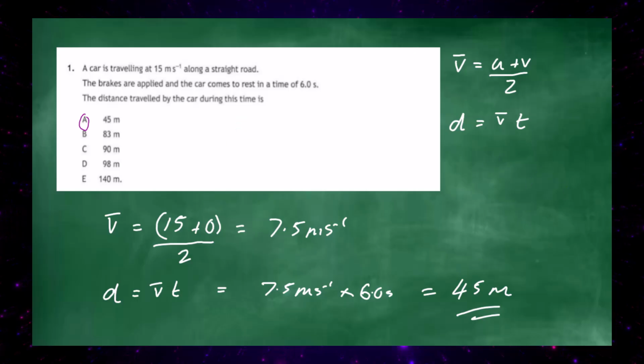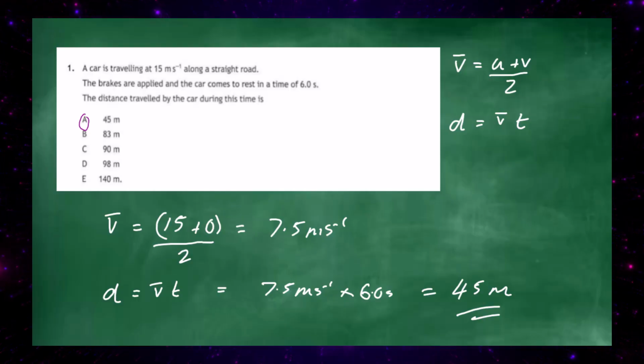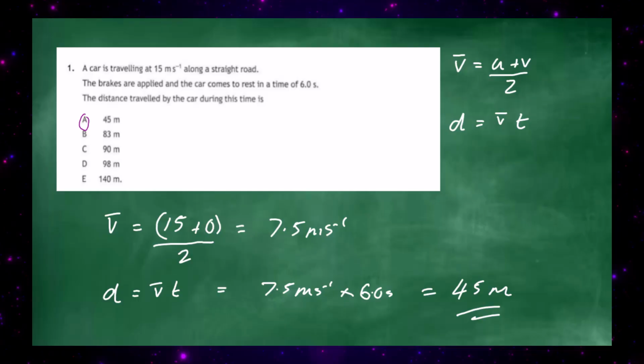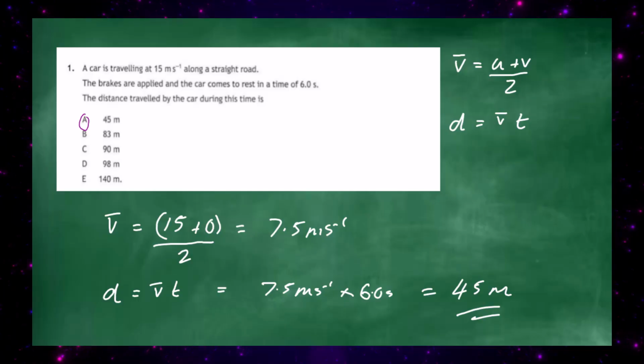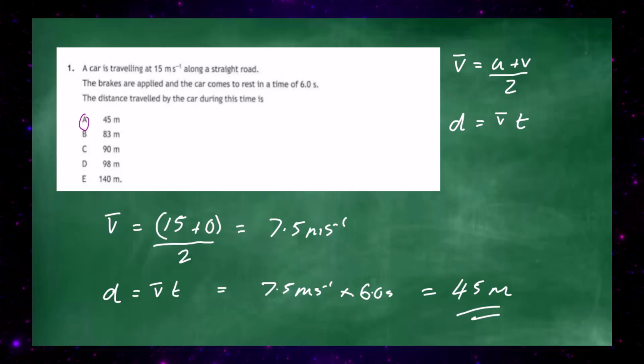Now you could have done that by working out the acceleration and then using the other kinematic equations, but this is a much simpler method. It's an easy method to start off with in the Higher Physics exam. Average velocity is the starting velocity plus the final velocity divided by 2. Once you find the average velocity, you can find the distance by saying distance equals average velocity times time.